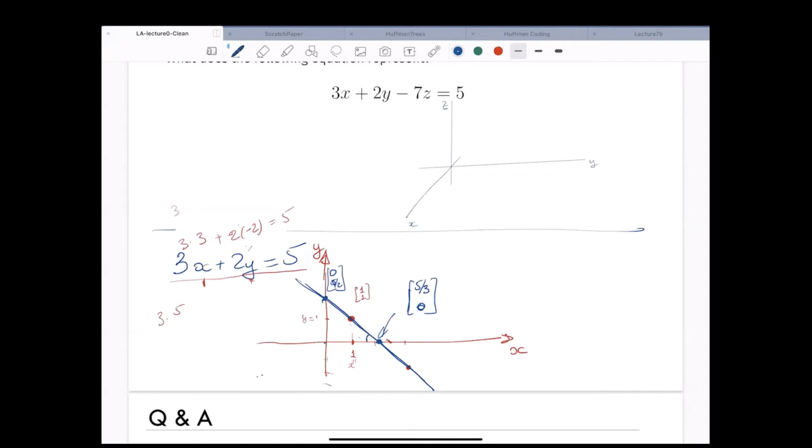But anyway, how did I get these numbers? Well, I know that here y is 0, right, at this intersection point. So y is 0. What should my x be so that 3 times that x is going to make it a 5, and it's 5/3.